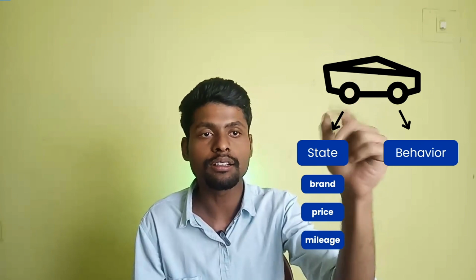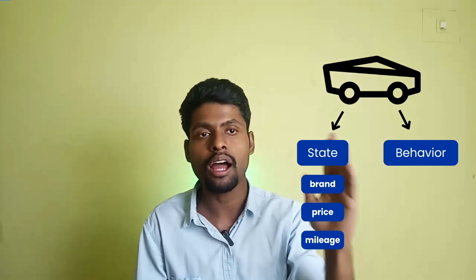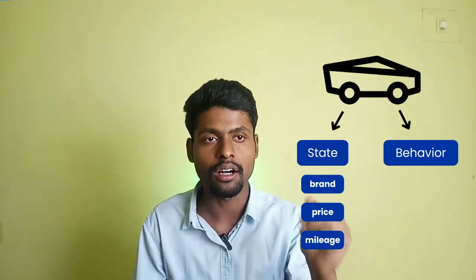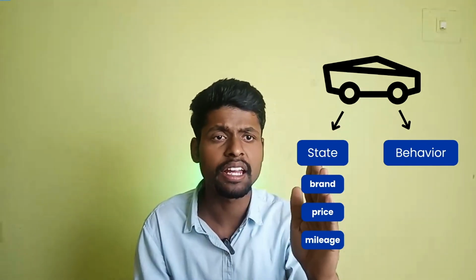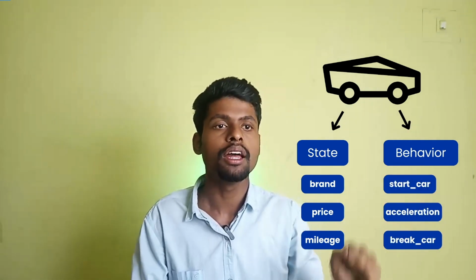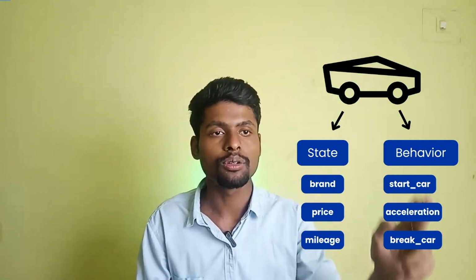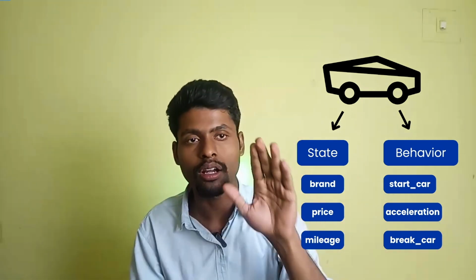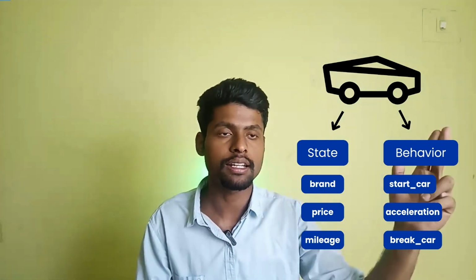The brand of the car, Tesla, is my data, right? The price of the car, $20,000, is my data, and the mileage of the car, 100 kilometers per charge, is my data. And this data is known as variables, and these data are the states. Then in behavior, we have actions. Starting the car is an action, it is a behavior. Accelerating the car is an action, so it is considered a behavior. And braking the car to stop it is an action, and this action is considered a behavior.